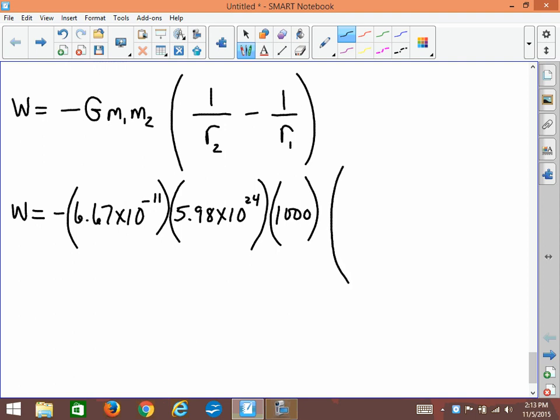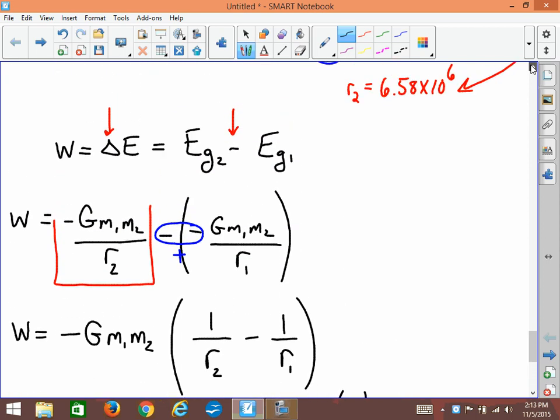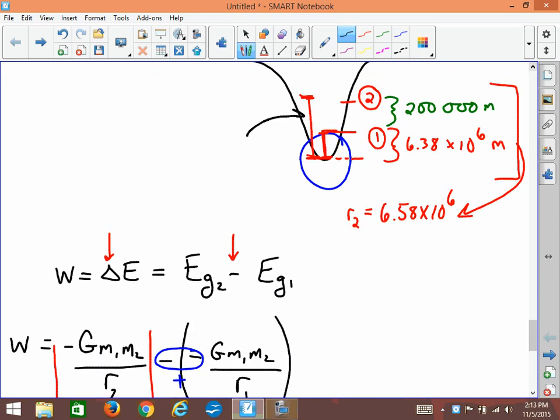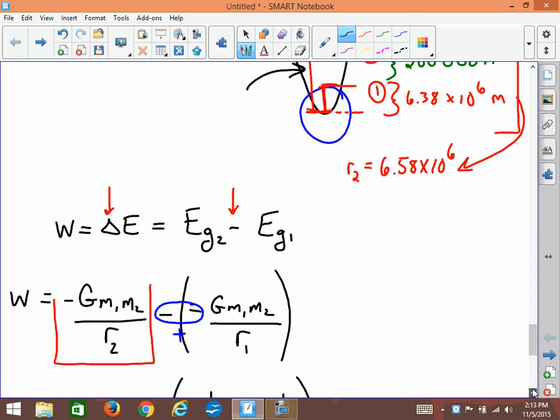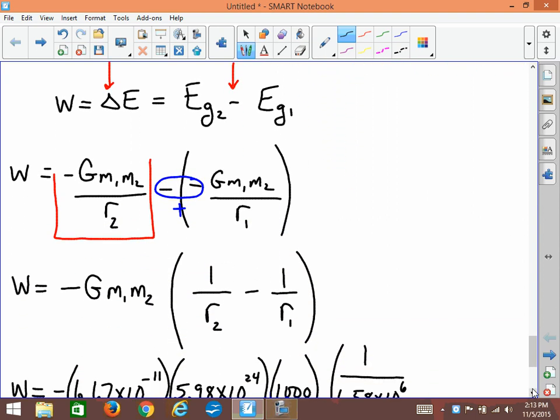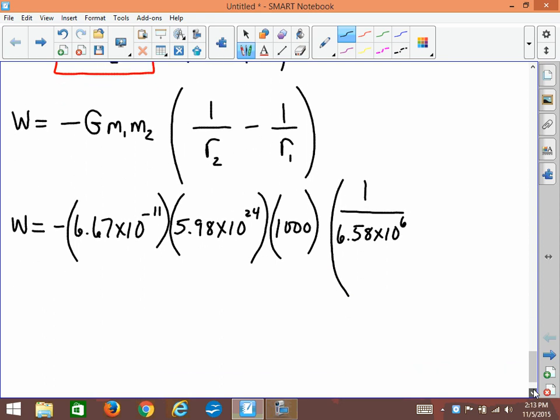And then I have to multiply all of that by 1 over R2, which we said was 6.58 times 10 to the 6. Not squared, just, that's it. And remember, that's R2. That's the distance from the center of the Earth to the second position, right here. So we had to add the 200,000 onto it. Notice how we can't just say that, well, we'll say the bottom is 0. Can't do that. And then 1 over the original 6.38 times 10 to the 6 is the Earth radius when we were on the ground.